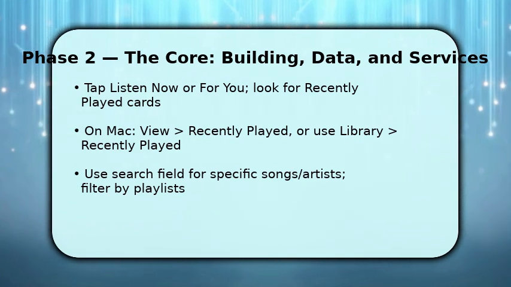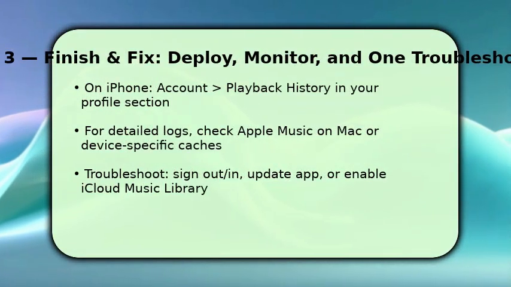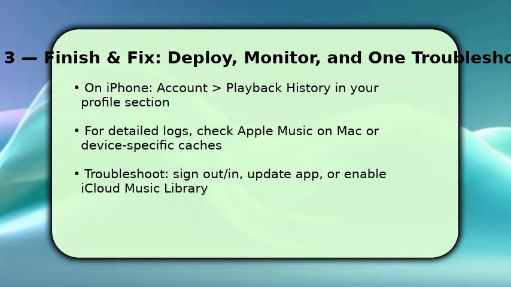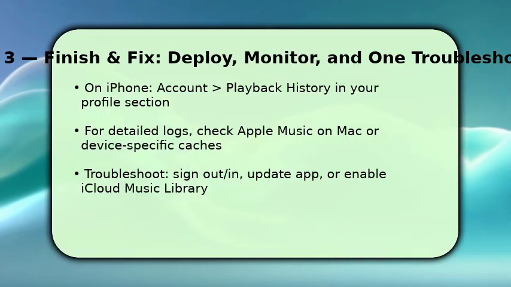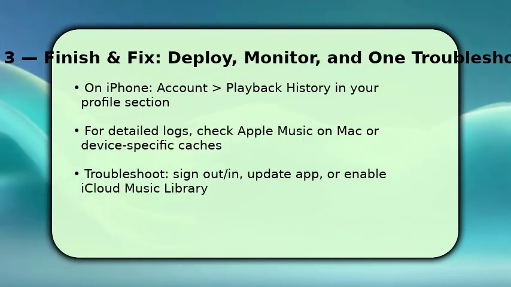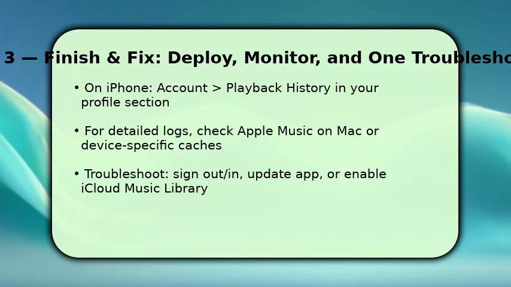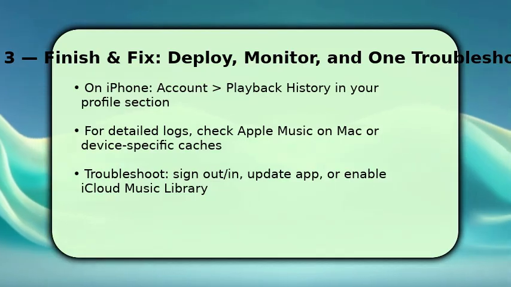Finally, access your full playback history. On iPhone, tap your profile icon, then Playback History to see a chronological list. On Mac, you'll find more detail in the Music app's history or by checking device-specific caches when synced. Once you've reviewed history, you can clear specific items or the full list in Settings if desired. If history doesn't appear, try signing out and back in, update the app, or re-enable iCloud Music Library. These fixes resolve most sync issues.